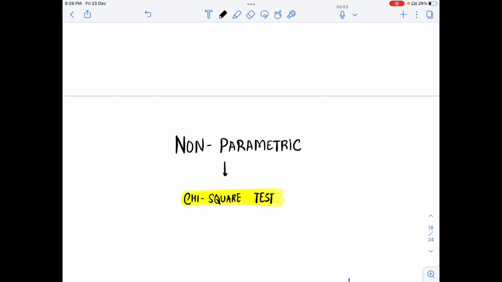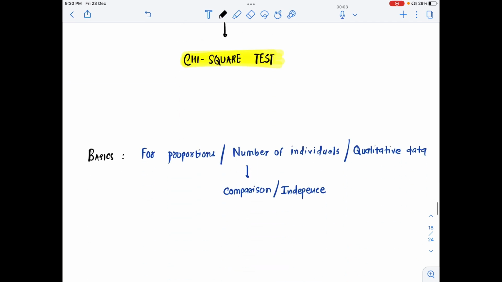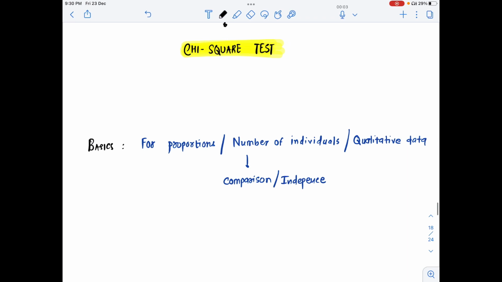So we will now start with non-parametric tests. One test which we have to study is the chi-square test. Now, the basics. What is the use of the chi-square test? Whenever you are given proportions, number of individuals or any qualitative data, and you are asked to compare it or test whether they are independent or not, or whether there is any association between these two variables, you will use the chi-square test. How to identify whether a question is from the chi-square test or not, we will discuss later.